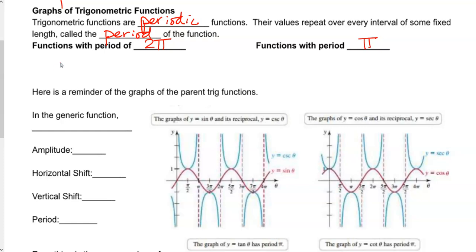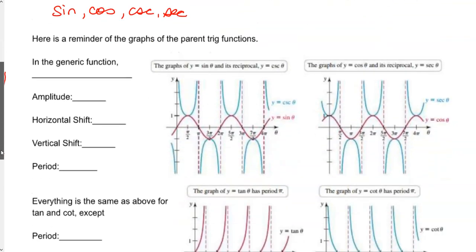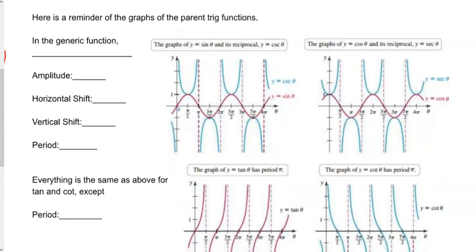Those that have a period of 2 pi are going to be sine and cosine, and their reciprocals, cosecant and secant. As you see down here in this graph, here is one period of sine, from 0 to 2 pi. Here is one complete cosecant graph. They kind of look like parabolas, one going up, one going down. Here is the next period that gets me to 4 pi, and here's another period of cosecant.